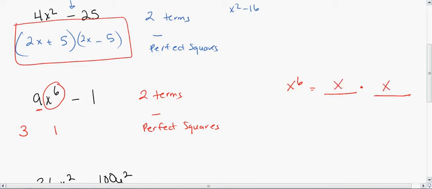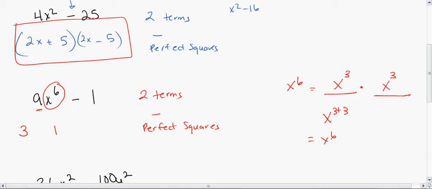So it would be x times x. And if I had x cubed times x cubed, well, remember that if the bases are the same, our exponent rules tell us to add the exponents together. So that would be x to the 3 plus 3, which is indeed x to the 6. So I think I'm good to go. I think I definitely have perfect squares.